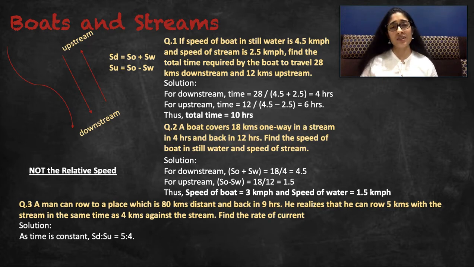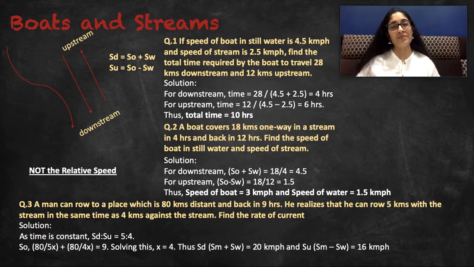Now if I consider them as 5x and 4x respectively, I can frame this equation for the total time taken. 80 upon 5x plus 80 upon 4x is 9. Solving this, I'll get the value of x and thus the value of downstream speed and upstream speed. If I again solve this further simultaneously, I will get the individual speed of water.